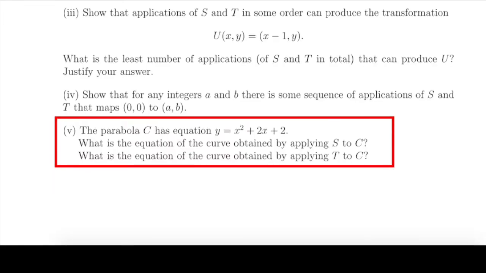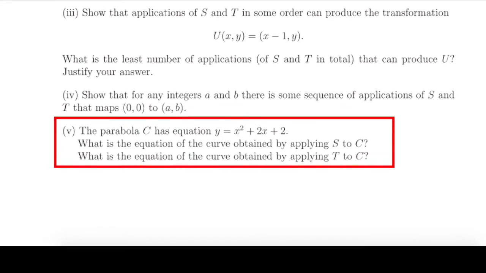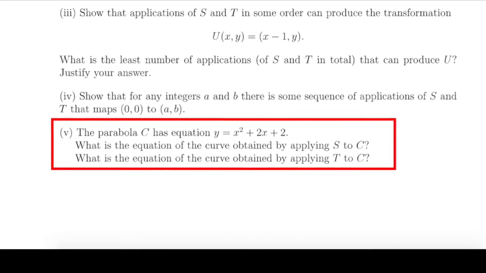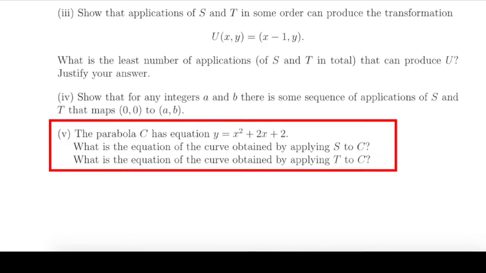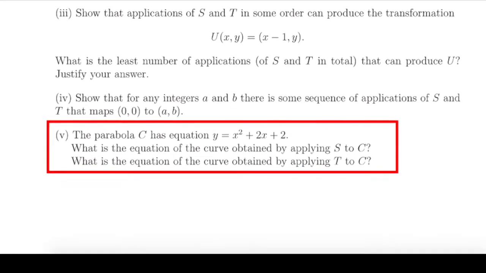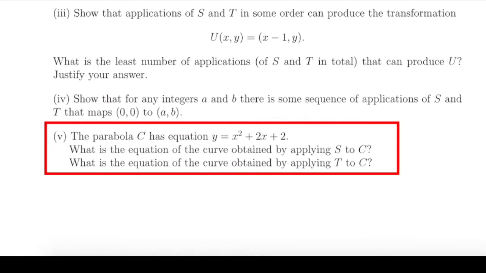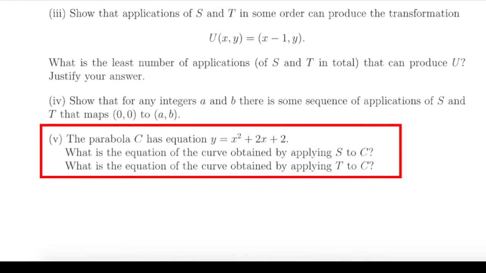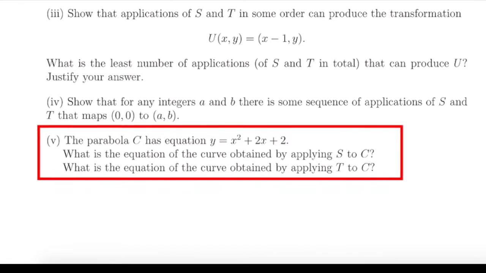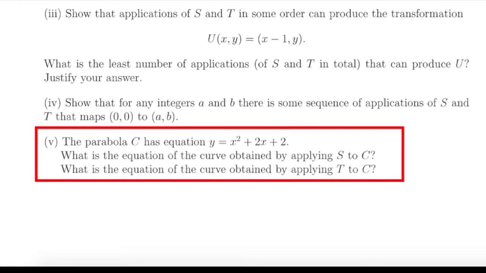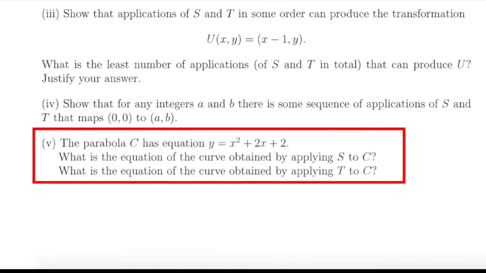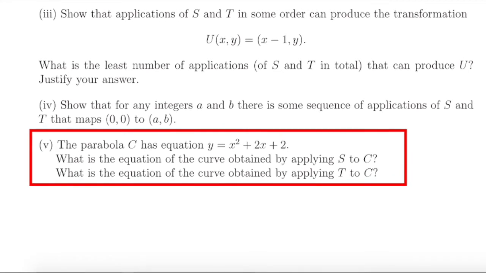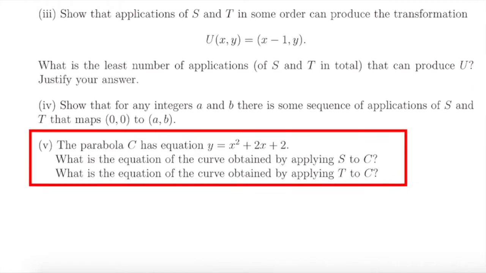Okay, so now we're on to the final part of question 2, part 5. We are told that we have a parabola C with equation y equals x squared plus 2x plus 2. So this is just a very simple quadratic. We're asked to work out firstly, what is the equation of the curve obtained by applying the transformation s to C? So what does this parabola look like if we've transformed it by s? And secondly, it's the exact same question, but if we use t instead of s. So let's look at this.